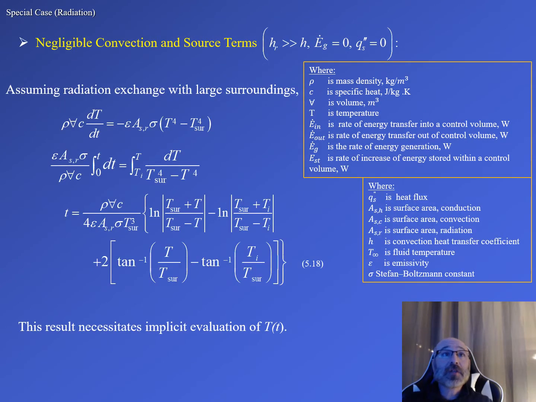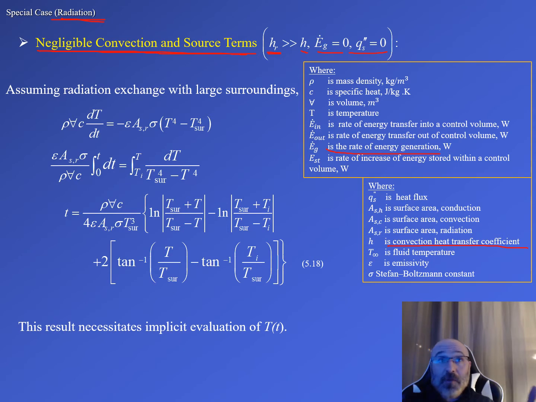So now let's look at the special case for radiation. So we have negligible convection and source term. This means that our h sub r for radiation is going to be much greater than our h value, where h is our convection heat transfer coefficient. And this also tells us that our E dot sub G, or our rate of energy generation here, is going to be equal to 0, and that our heat flux is also going to be equal to 0 here. So this is for the special case that we're dealing with just radiation.